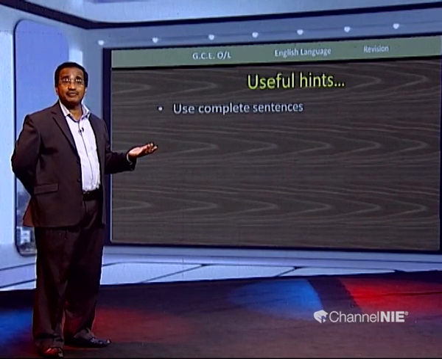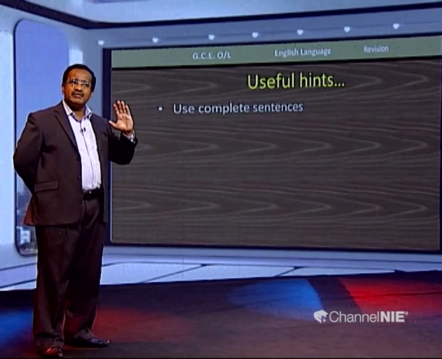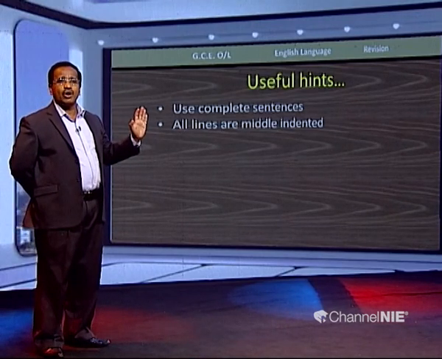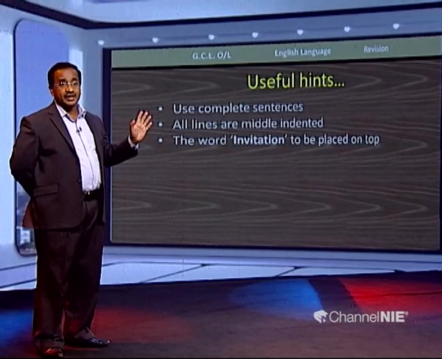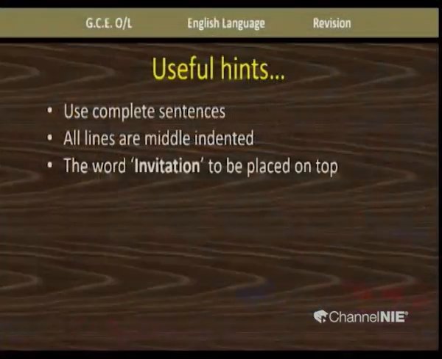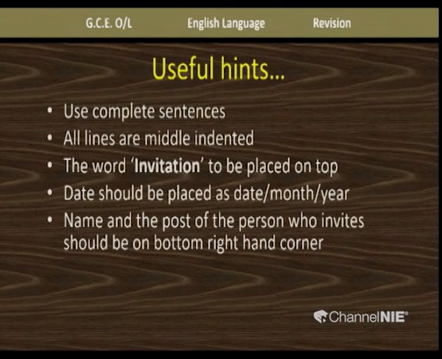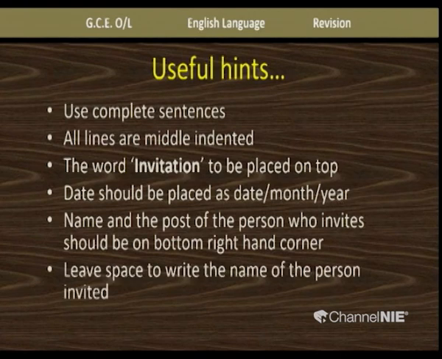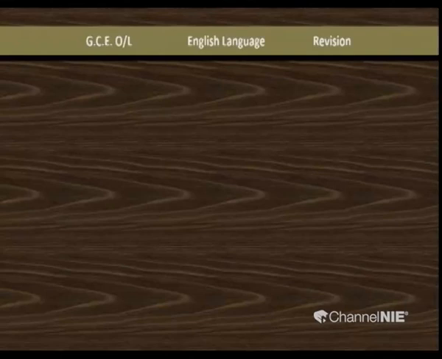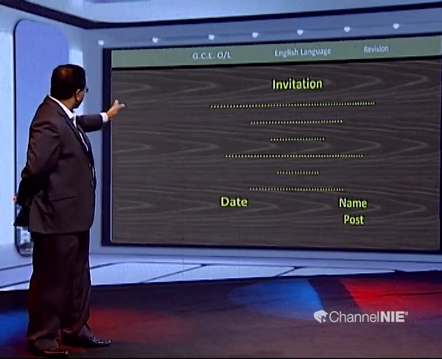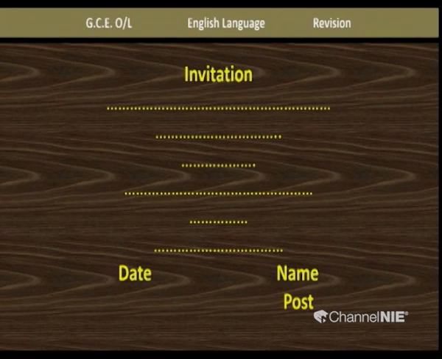There are some hints that we have to remember. When you write an invitation, you have to write all the things in complete sentences, and all the lines are middle indented. The word invitation should be placed on top. Date should be placed as date, month, year, and then name and the post of the person who invites should be on bottom right hand corner. Leave the space to write the name of the person invited. You have to leave a blank. This is what you call middle indented. Not that all the things are taken onto your left or onto your right. It is middle indented.